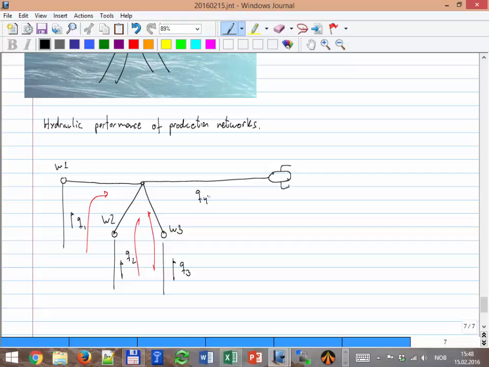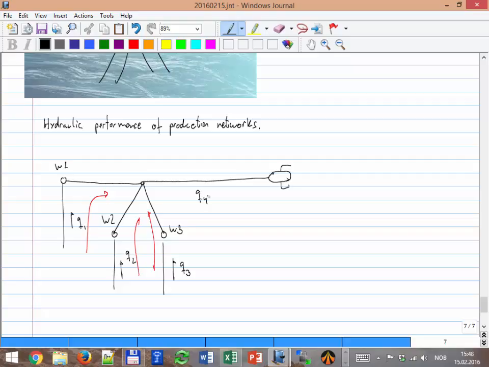Remember that in all of this available and required approach, everything was on the same rate, on a single well. So here we have four rates. So how to draw the curves? You might say, okay, you can do one curve for each of them.